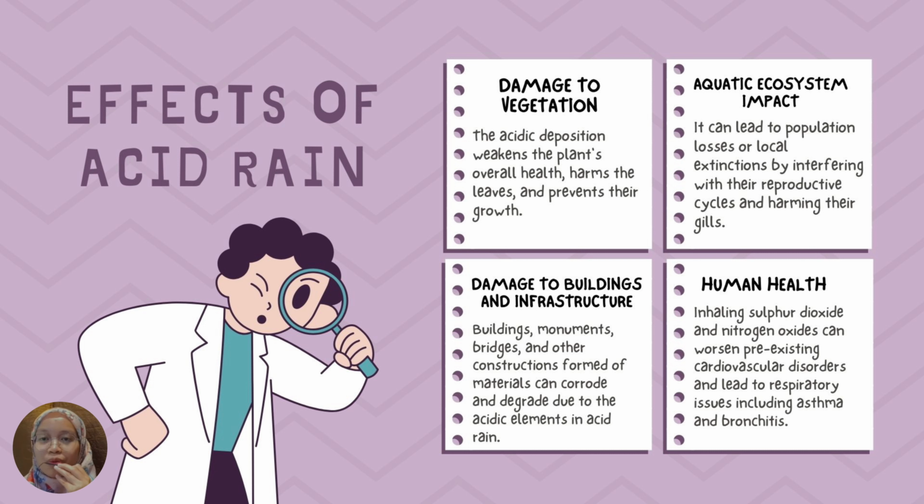Third, damage to buildings and infrastructure. Buildings, monuments, bridges, and other construction materials can corrode and degrade due to the acidic elements in acid rain. And lastly, fourth, human health. Inhaling sulfur dioxide and nitrogen oxide can worsen pre-existing cardiovascular disorders and lead to respiratory issues including asthma and bronchitis.